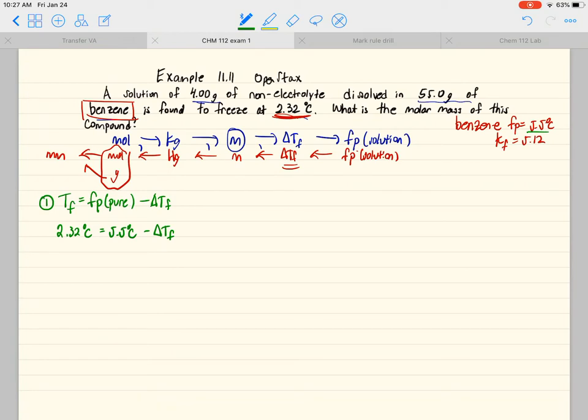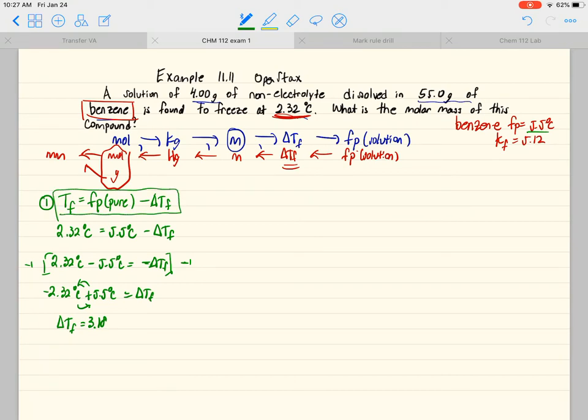So you do a little bit of algebra there. You multiply all of this by -1, and you can reverse these so it looks cute on paper. Anyways, I'll just do it on my calculator. So 5.5 minus 2.32 is 3.18. Make sure you know this formula. So we've got now the delta TF.